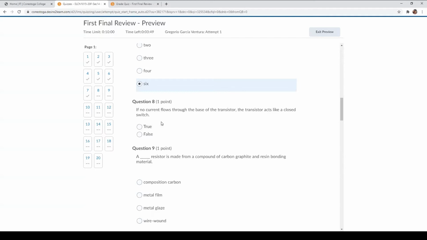Okay, so in question number 8, we have if no current flows through the base of a transistor. I want to remind you that transistors have 3 different pins. So I'm going to try to recreate a transistor here for you guys. Let's say that here we have an NPN transistor, and then we have our 3 pins.